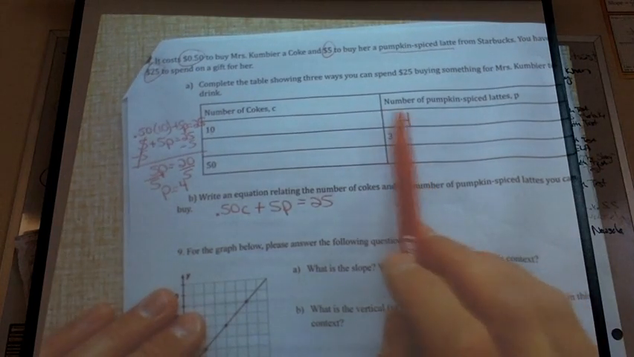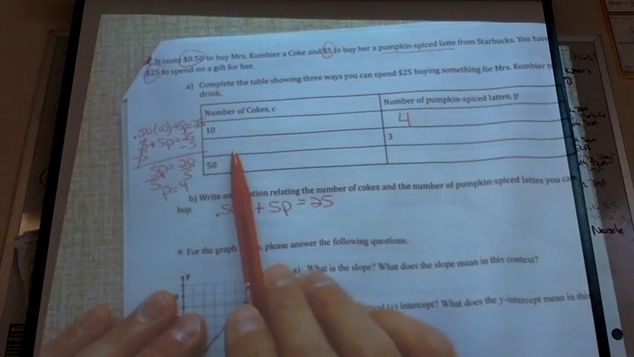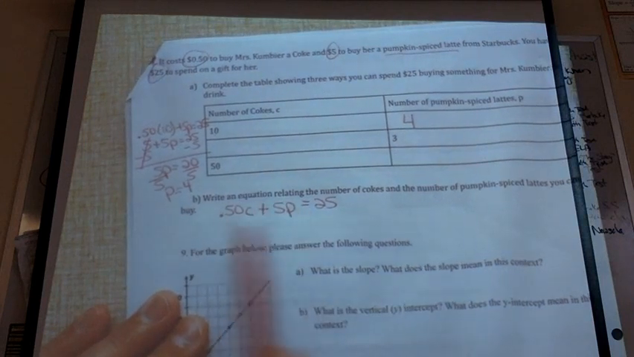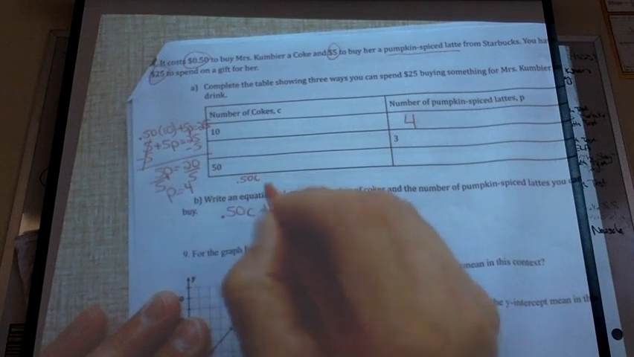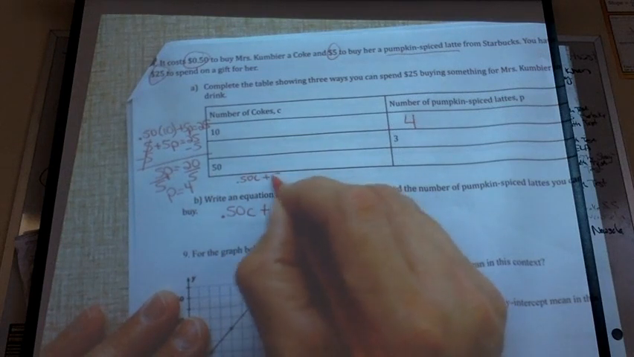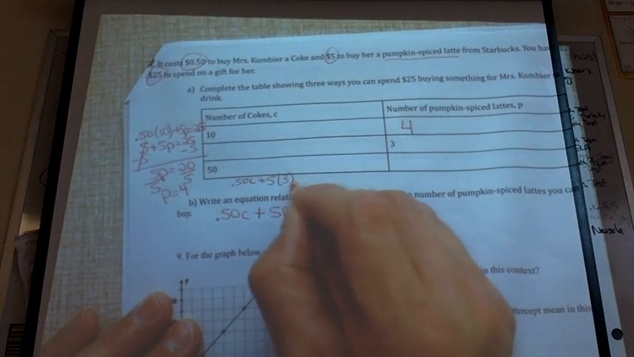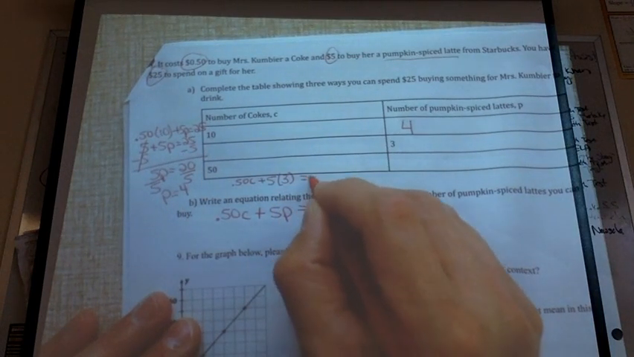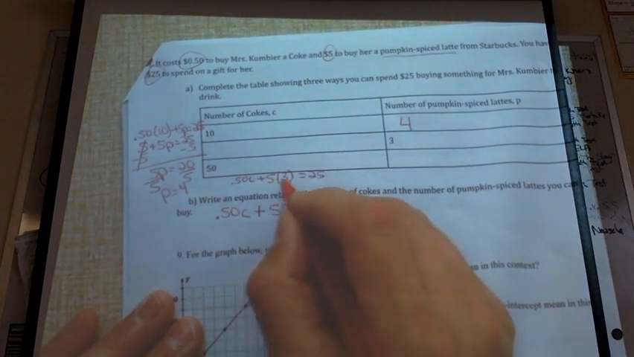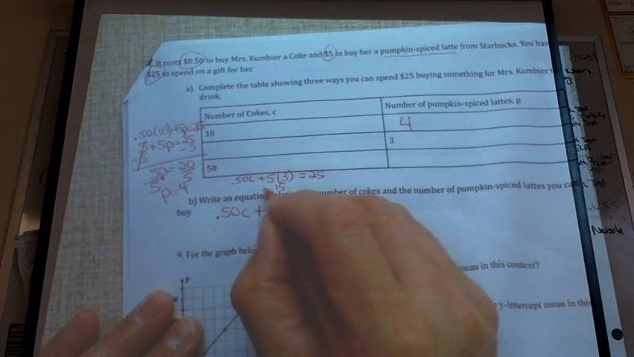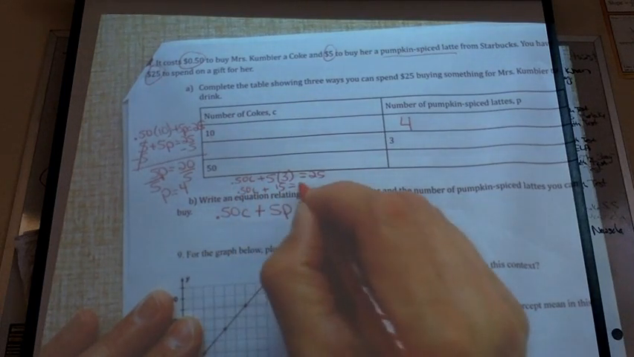Moving on to the next one. This time, they're giving us the number of pumpkin spice lattes, but we have to figure out the number of Cokes. So use the same equation that we're using down here. So it's going to be 0.50C plus 5 times, in this case we know it's 3 pumpkin spice they're going to buy. We're going to set that equal to 25 because that's all you have. 5 times 3 is 15. So I'm going to bring down the 0.50c equals 25. I'm running out of room.